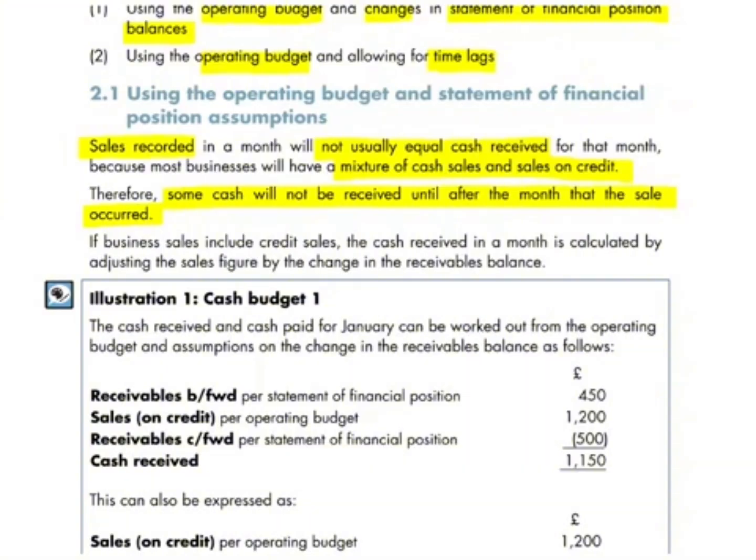Now, a simple way of trying to calculate the cash effect of our sales is to adjust the sales figure that's stated in the operating budget by the change in the receivables balance. We can also do the same for any credit purchases. We can adjust the purchases figure on the operating budget by the change in the payables balance.